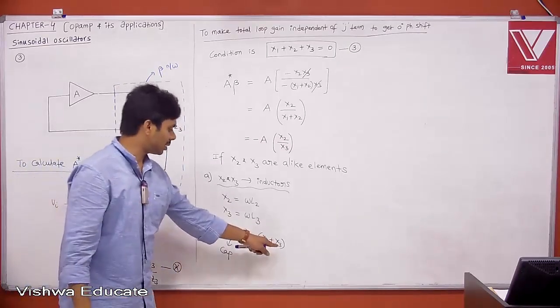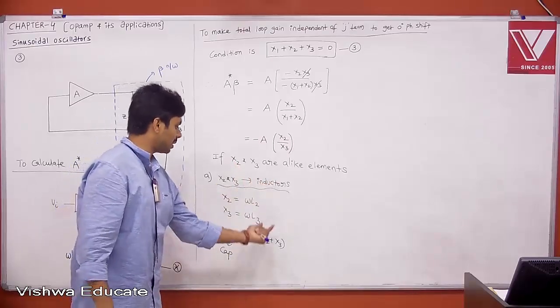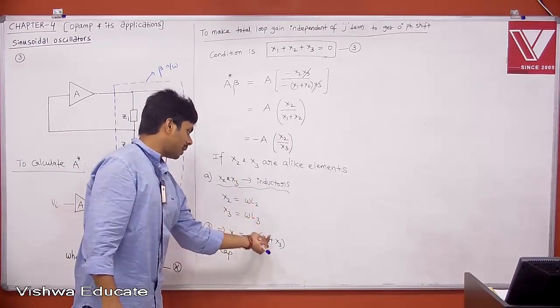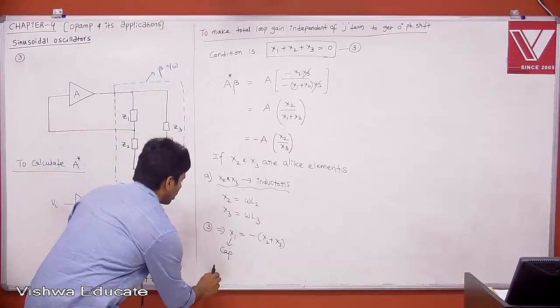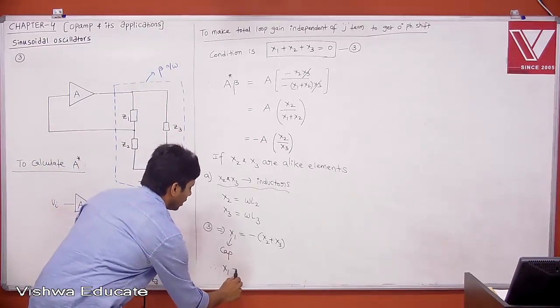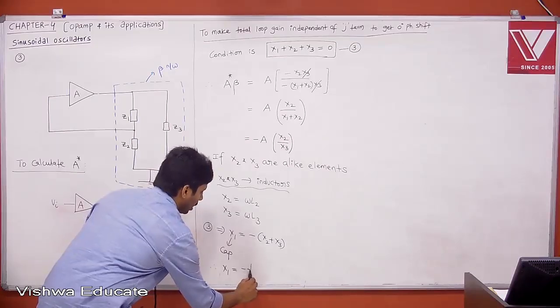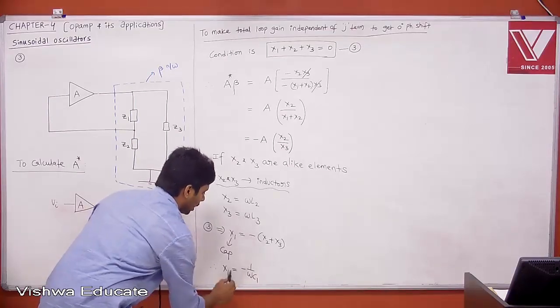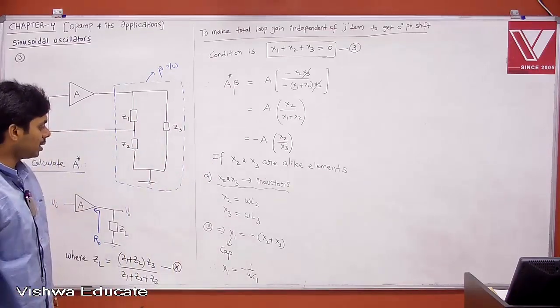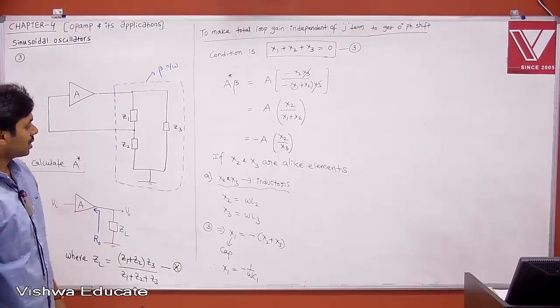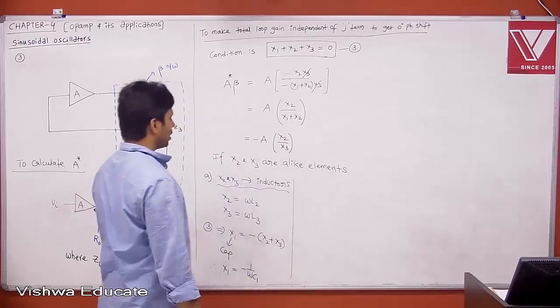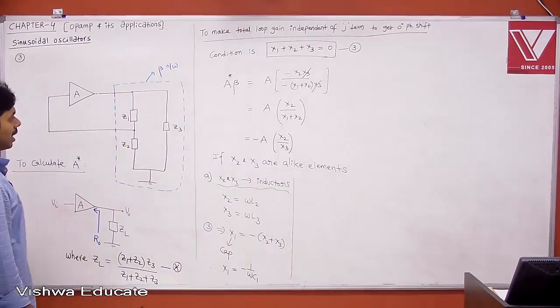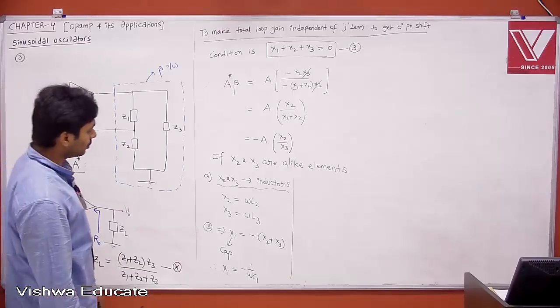If X2, X3 are alike elements, are inductors, then omega L2, omega L3 are positive, so your X1 should be capacitor. Therefore, your X1 will be equal to minus 1 by omega C1. It should be negative. That I already told, right? If that is the case, I don't have space, but let me explain here only. Therefore, what is our beta network? Now, if you consider the beta network, that part I'll explain later.